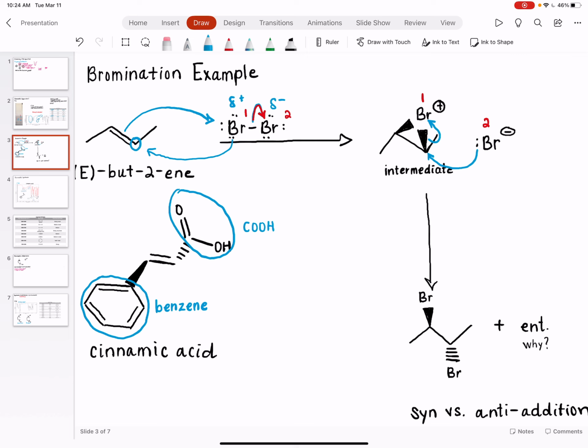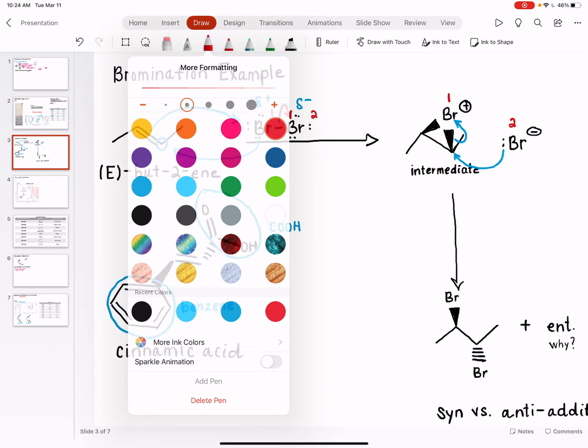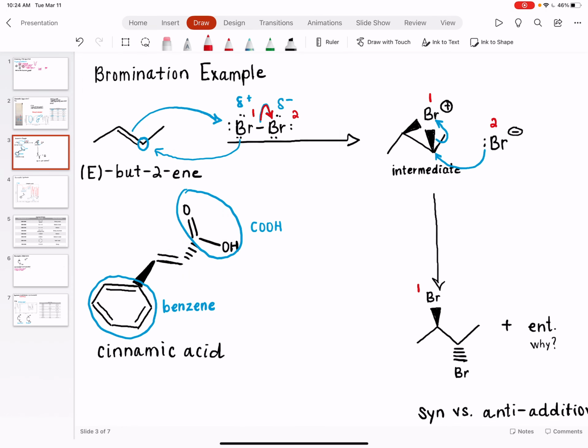So here you can see, let me label, bromine 1 and bromine 2 are both attached to our butene, including stereochemistry. It was a backside attack, so we have this bromine facing away, and we have an enantiomer. Whoops. We have an enantiomer here. And I just want you to take a second. I'm going to pause. Think about why there is an enantiomer.